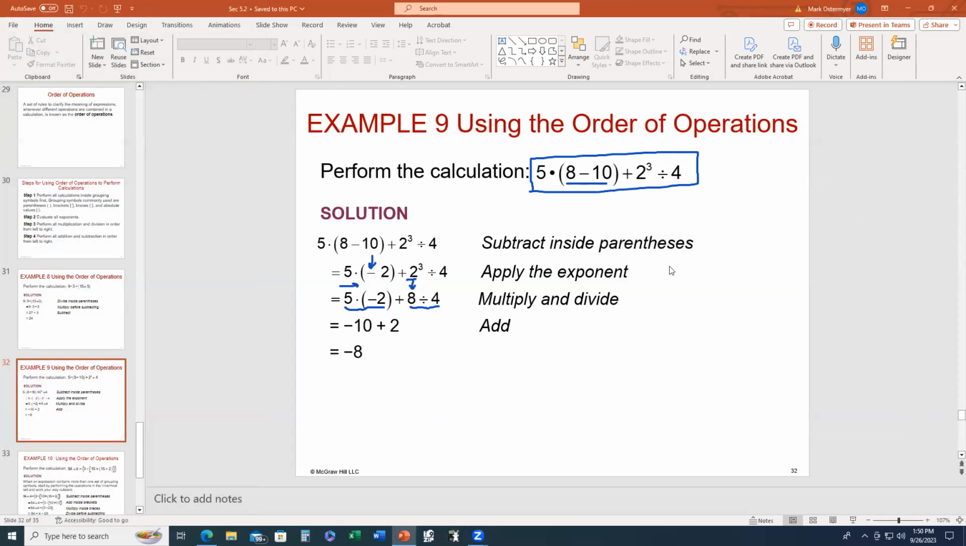All right. Let's move on here. I got to erase all this. Hold on.